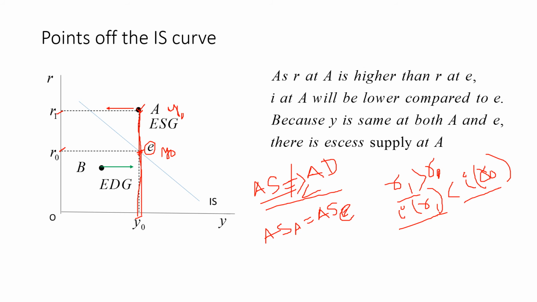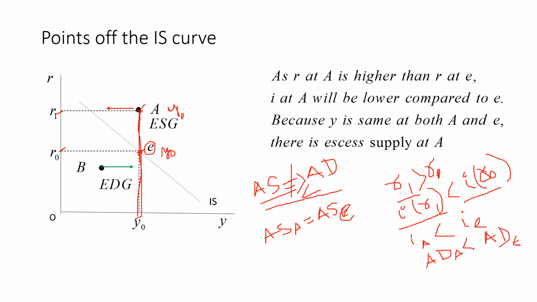And if this is true, then investment at point A is lower than investment at point E. And because investment is an aggregate demand component, we can say aggregate demand at point A is less than aggregate demand at point E.